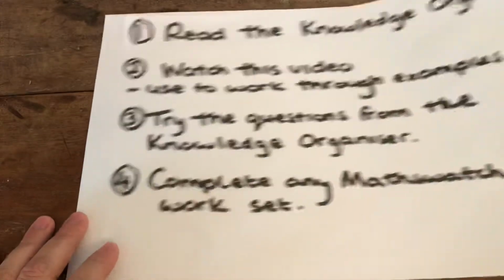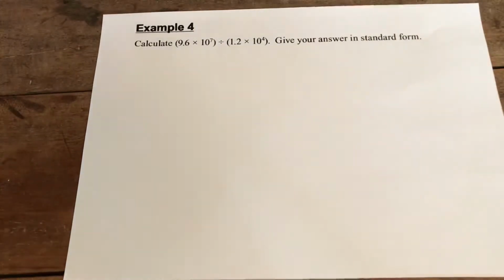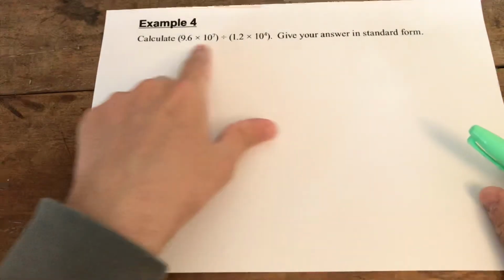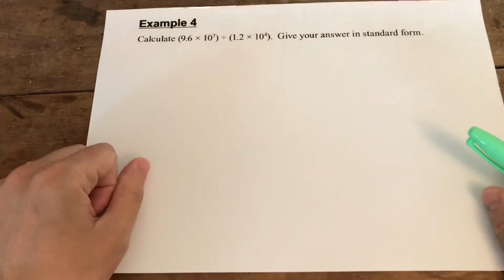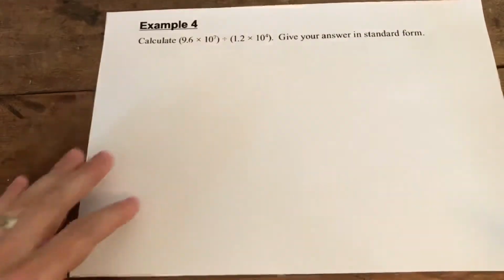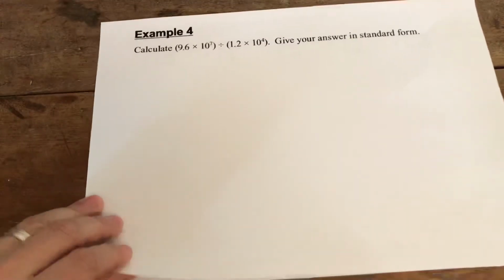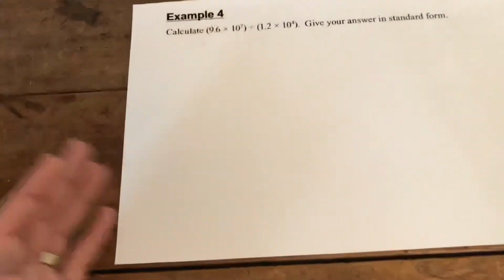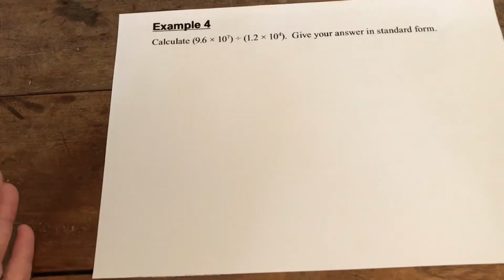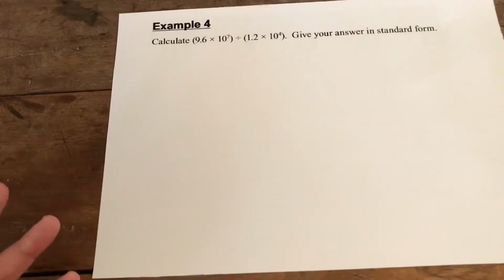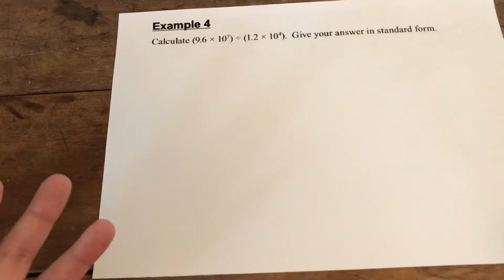So what we're going to do is look at performing division when numbers are written in standard form, and we're going to give our answer in standard form at the end. We do the same thing here as what we were doing when we were multiplying numbers in standard form, except we're going to be dividing.